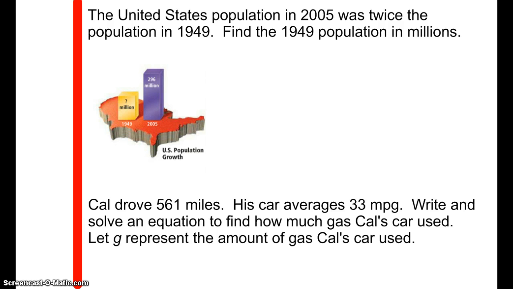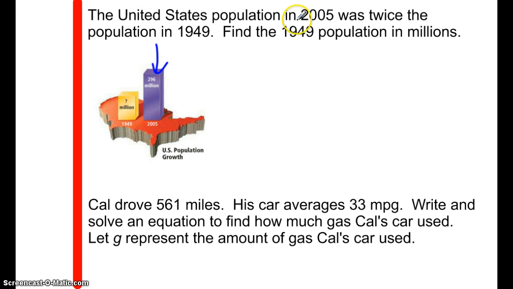The United States population in 2005 was twice the population in 1949. Find the 1949 population in millions. Oh my word, they didn't give me the numbers. Yes, they did. When there's a picture, it's crazy. You have to like look at it. So 2005, here it is. In 2005, there were 296 million. Now, when I'm doing this, do I have to use all those zeros? I don't. I can just use the 296 and label it million.